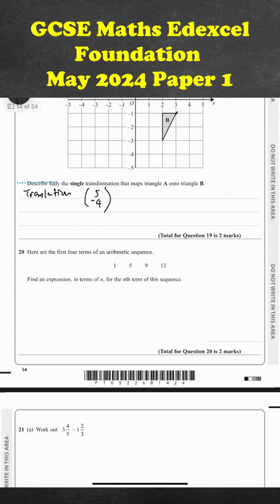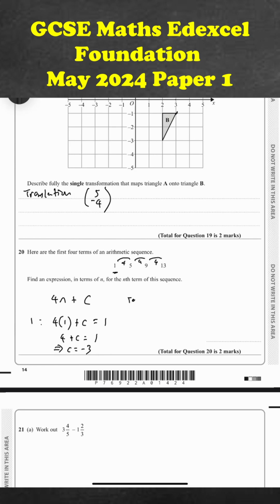Question number 20. Here are the first 4 terms of an arithmetic sequence. Find an expression in terms of n for the nth term of the sequence. So if we look, there is a gap of 4 here, a gap of 4 here, and a gap of 4 here, which means our sequence is going to be 4n plus something. So if we put in number 1 on the sequence, the first term, we're going to have 4 lots of 1 plus c equals 1, because we have 1 here as the first term. So we're going to have 4 plus c equals 1. Therefore, c would be minus 3 here.